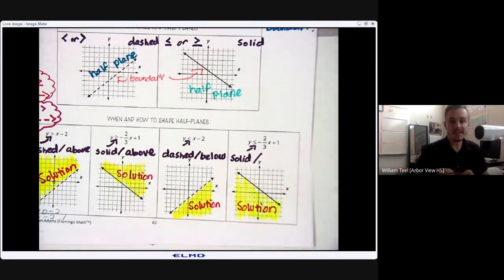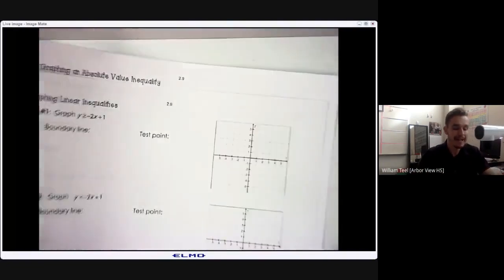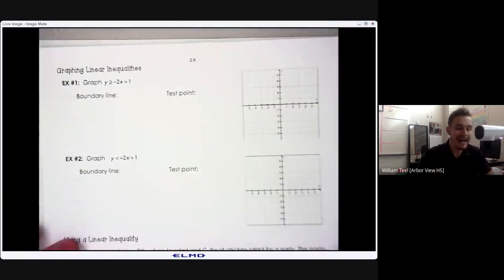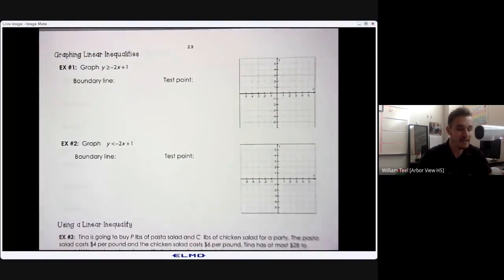All right, so now that we know how to shade and when to shade, let's go ahead and move on to a more involved example. On the next page, we're going to look at example number 1. This says graph y is greater than or equal to negative 2x plus 1.